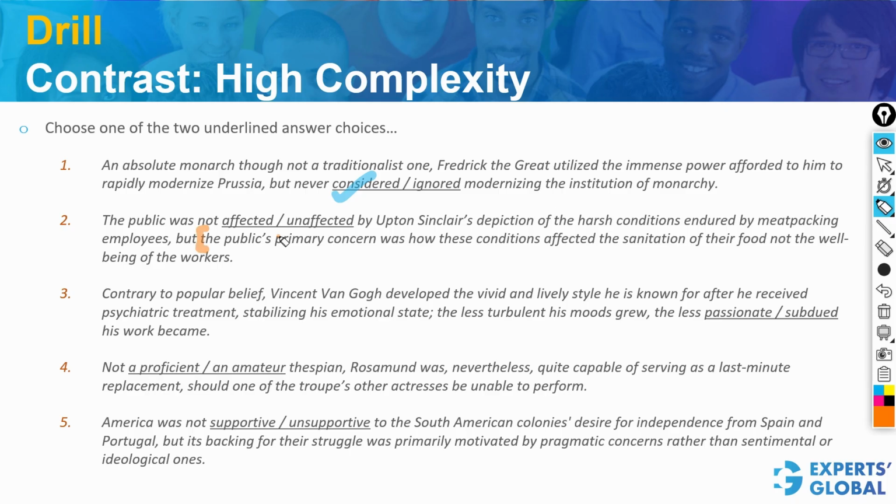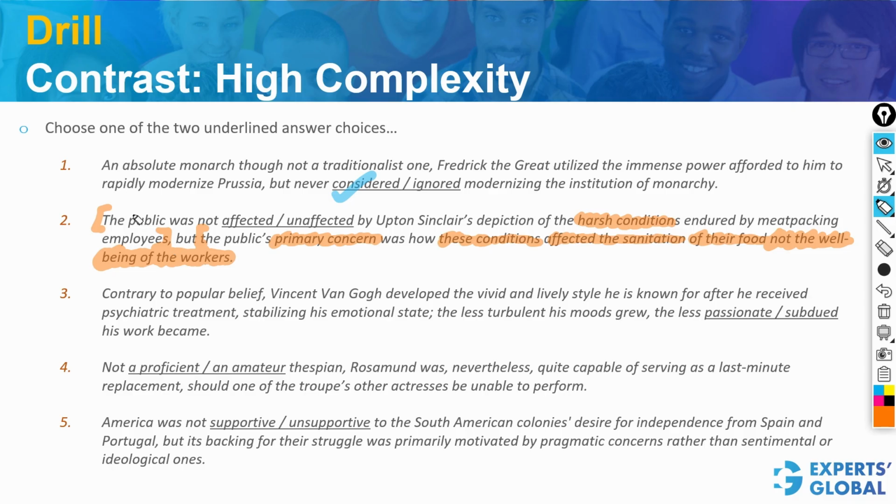The public's primary concern was how these conditions, as in the harsh conditions talked about in the earlier part of the sentence, affected the sanitation of their food and not the well-being of the workers. So the primary concern was how the sanitary conditions affected their food and not the condition of the workers. And therefore, the concern raised in the first part of the sentence suggests a secondary concern of sorts.